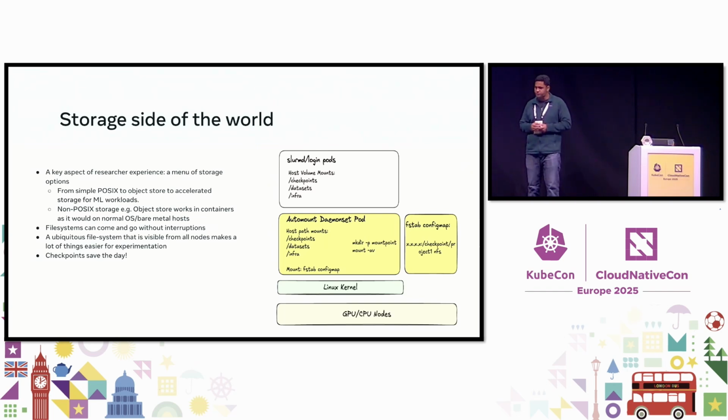For storage, because AI HPC workloads are data intensive, we needed to make sure we provide a menu of storage options, starting from simple POSIX storage to AI accelerated object storage. For non-POSIX storage, such as object store, we did not have to make any changes because we moved to Kubernetes, because it just depends on the client, and they make the same API call they used to make before.